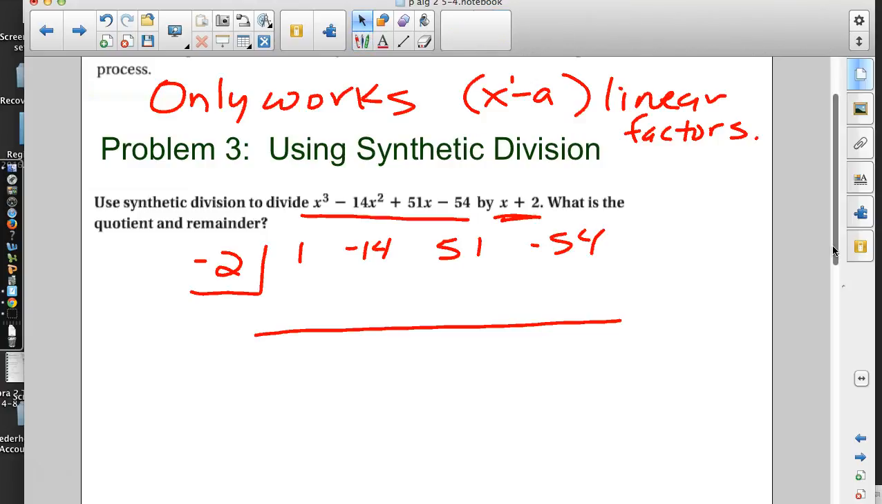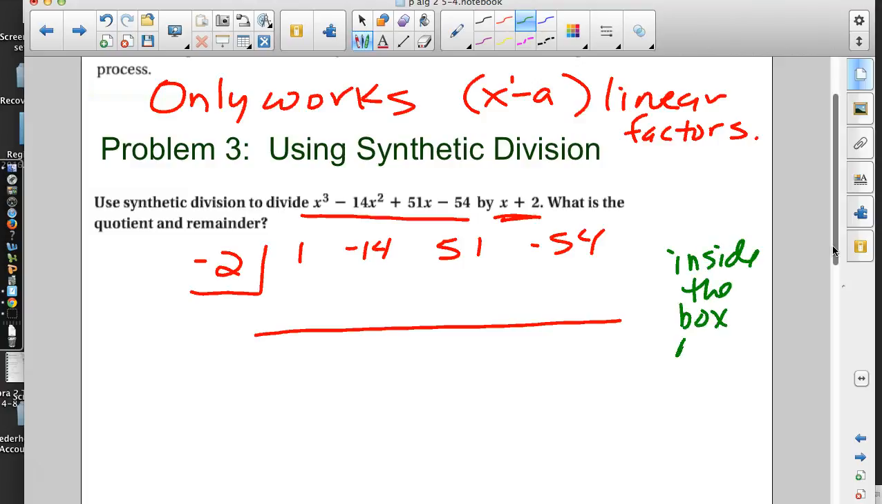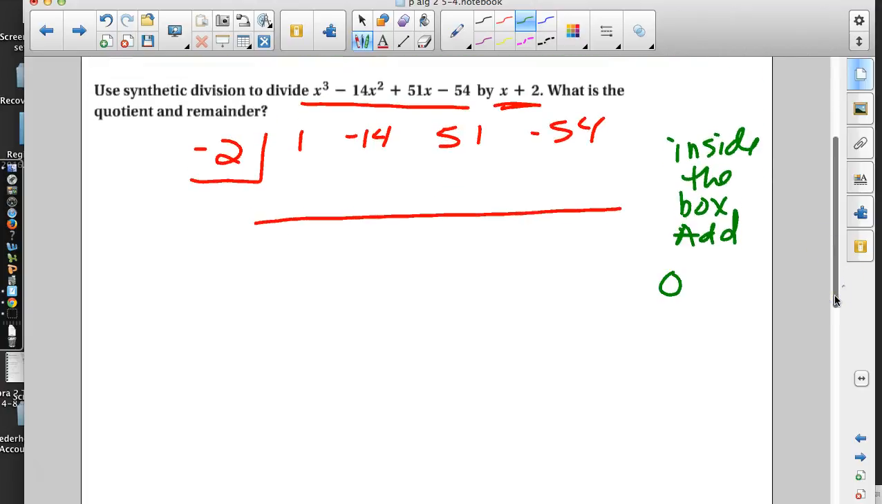Things to remember, write this down on the outside. Inside the box, add. If you're inside the box, you're going to add. Outside the box, multiply by a. So inside the box we add. Outside the box we multiply by a.